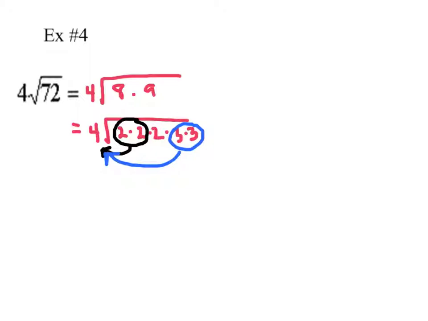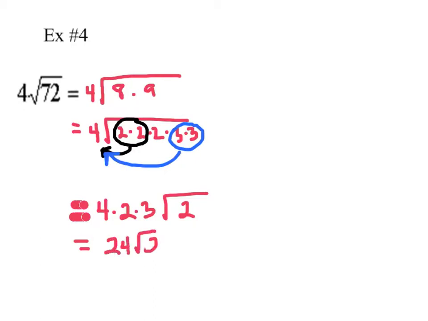So that then leaves me with that same 4 out there. Wow, my marker got pretty thick there. The same 4 out there. And a 2 that I snuck out. And a 3 that I snuck out. And left underneath the radical is just that 2. So I've got 4 times 2 is 8, times 3 is 24. Square roots of 2. There you go.